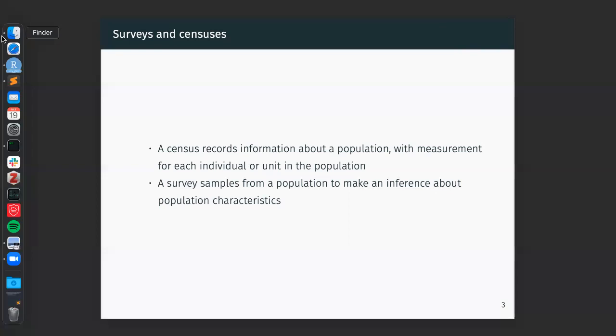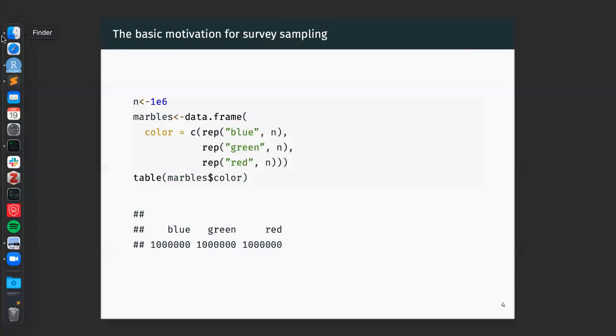So we have to be really careful about which samples we collect if we're hoping to learn something valuable about the larger population, to have a valid inference. So here's the basic motivation for survey sampling.